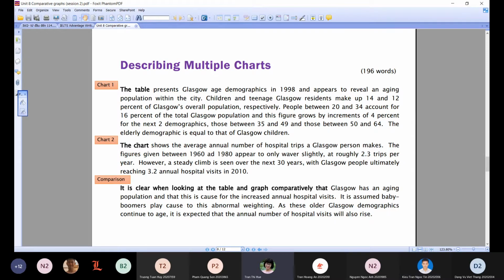But to the second chart, the average number of hospital trips a Glasgow person makes, right? And then the next sentences in the same paragraph take the statistics. Okay, so the statistics, and actually this is a line graph with a trend, right? So you see the multiple charts. So how about the third paragraph? Comparison.